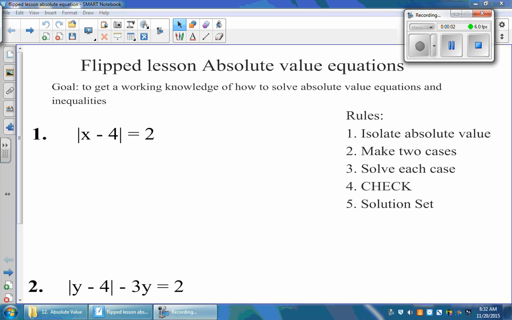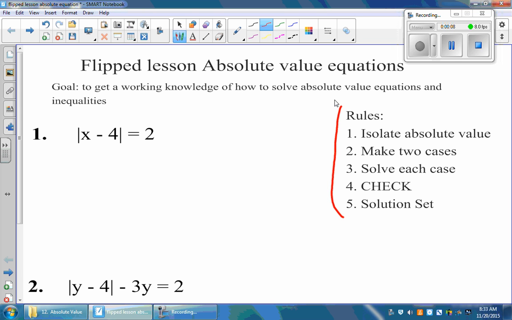All right, so today's lesson is on absolute value equations. So here are the rules. First, isolate the absolute value. What does that mean? Make sure there's nothing in front of or after the absolute value, between it and the equal sign.